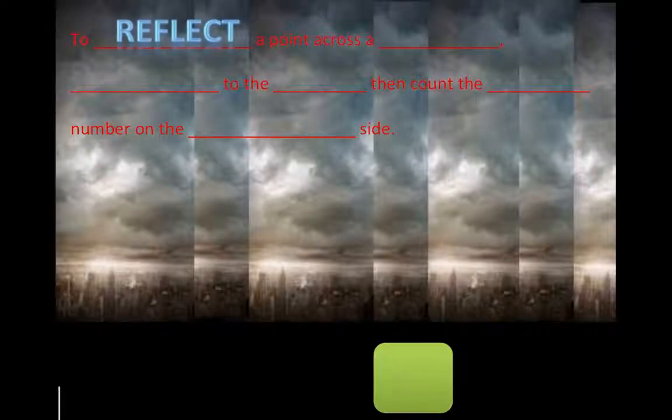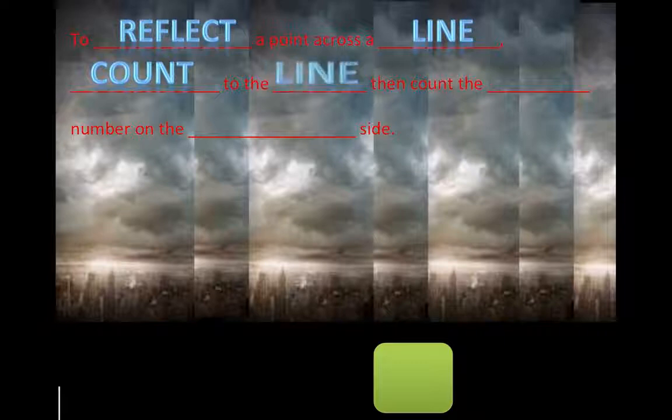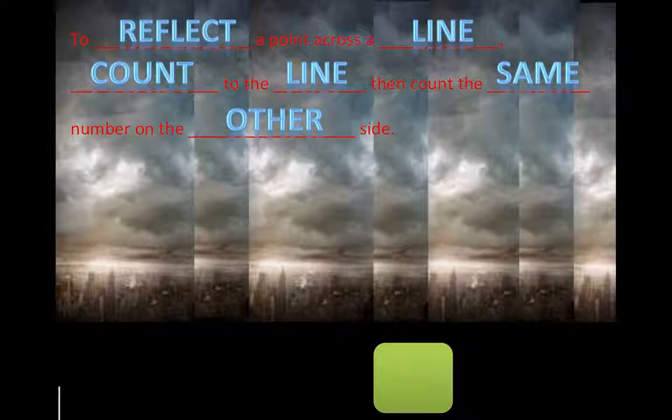To reflect a point across a line, you're going to count to the line and then count the same number on the other side of the line. The only difference again is that you're not going to the axis, you're going to a different line that's either to the left or right of it or above or below the x-axis.